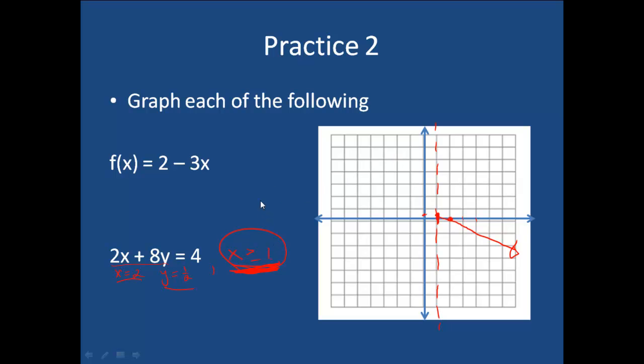So whenever you're graphing equations that have domain restrictions, start by graphing just the regular equation and then go back and you can do the imaginary cutting so you can see which piece of your graph you actually want to keep.